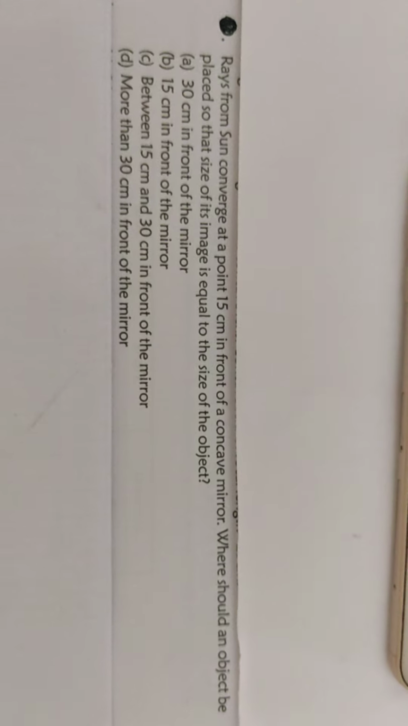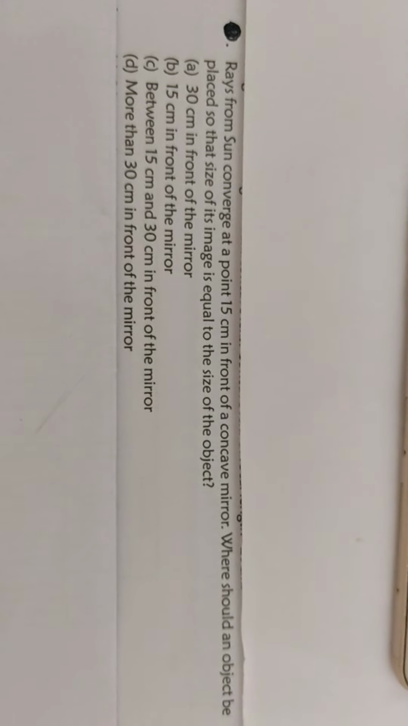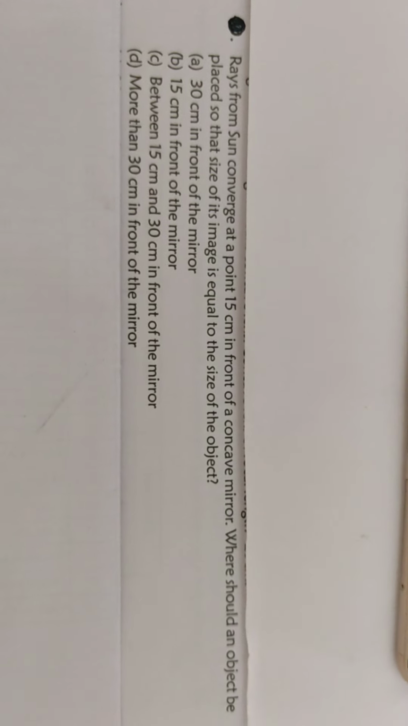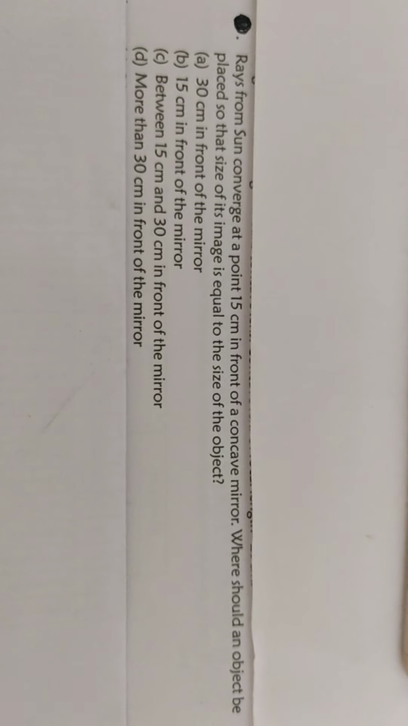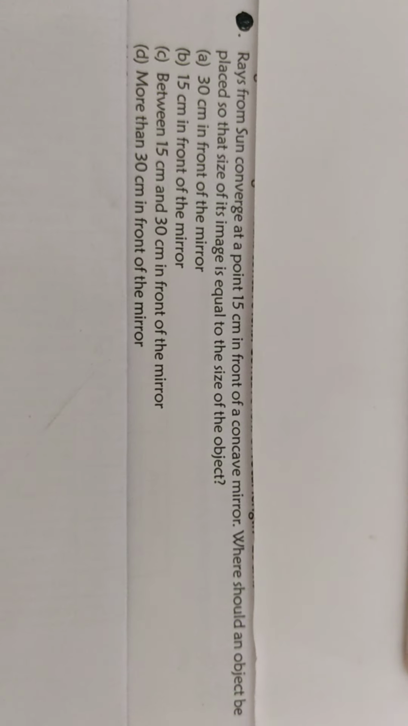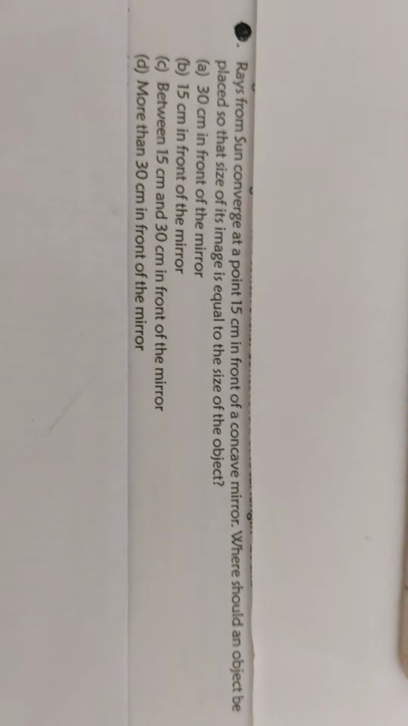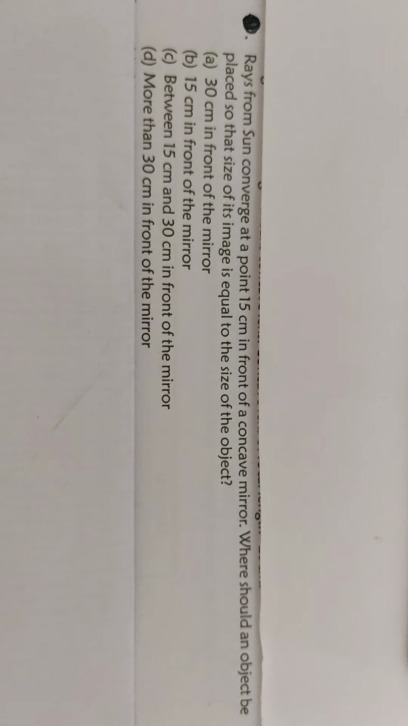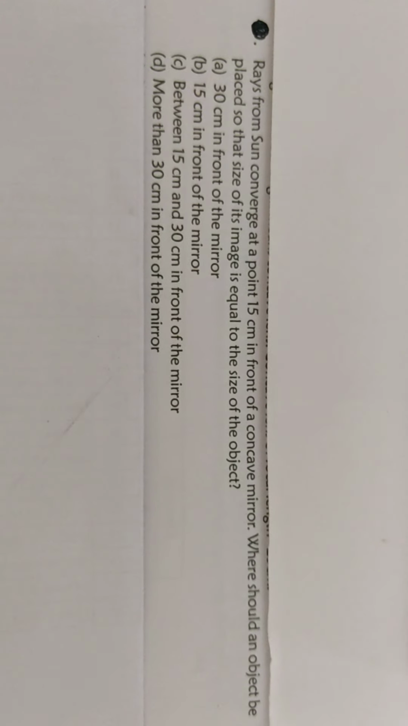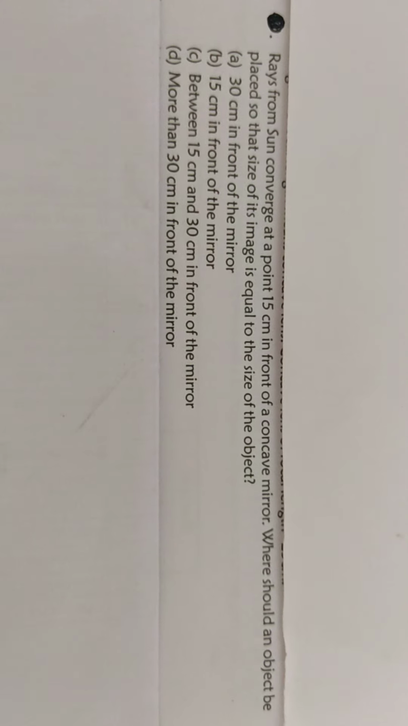We know that in a concave mirror, when the object is placed at C, the center of curvature, then a real, inverted, same size image is formed as that of the object. So the object should be placed at C, means at a distance equal to the radius of curvature, and we know it is twice the focal length. So the object should be placed 30 centimeter in front of the concave mirror. So A is the correct option. 30 centimeter in front of a concave mirror.